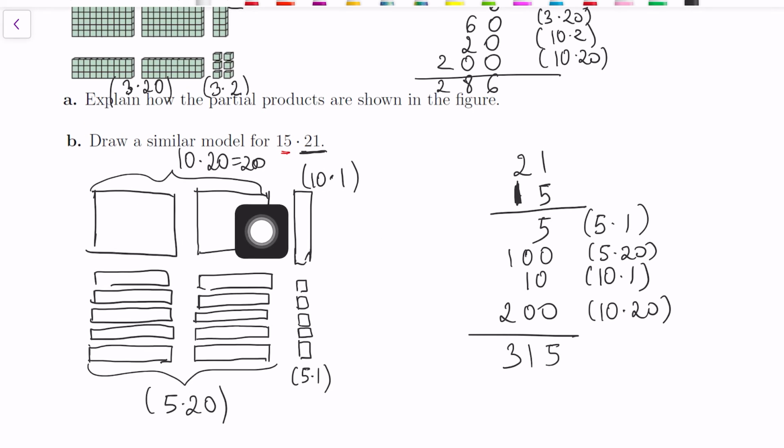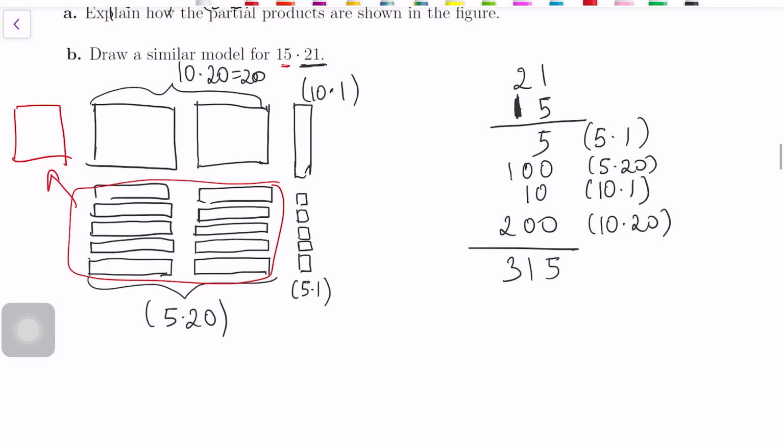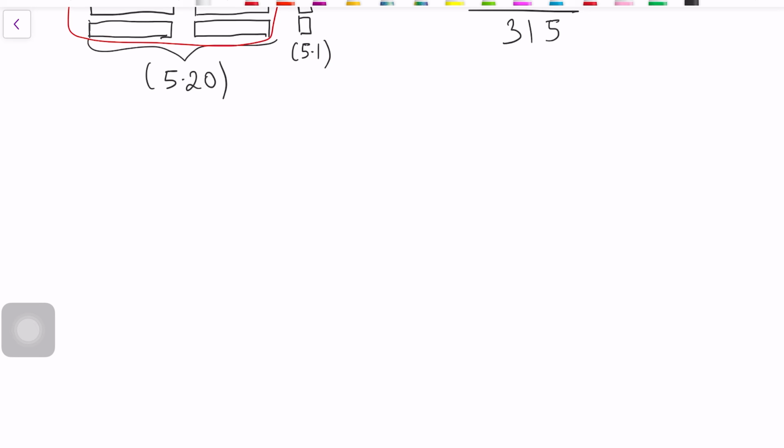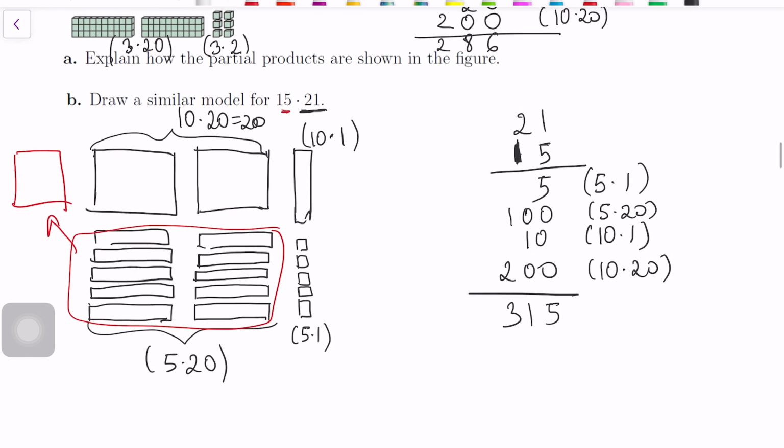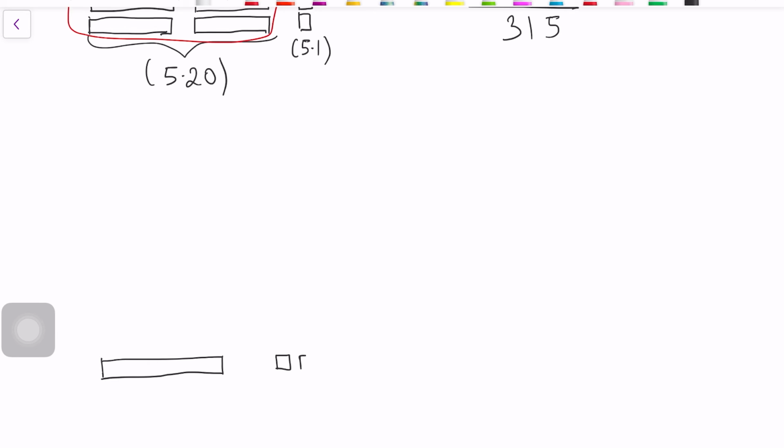This gives you 2 flats, but here you have 1, 2, 3, 4, 5, 6, 7, 8, 9, 10 longs. That's another flat. So this would become a flat, right? So you have 3 flats, 1 long and 5 singles, 315. That was 21 times 15, and let's do the other way around. Let's do 15 times 21, meaning let's put here 15, 1 long and 5 units. So the other way around.